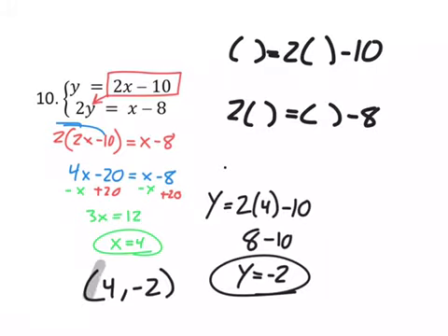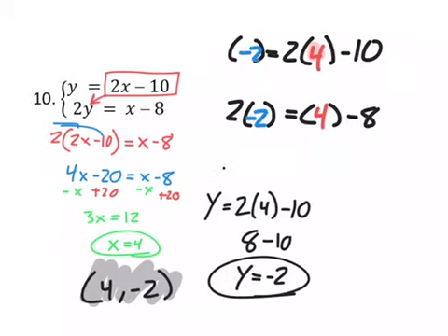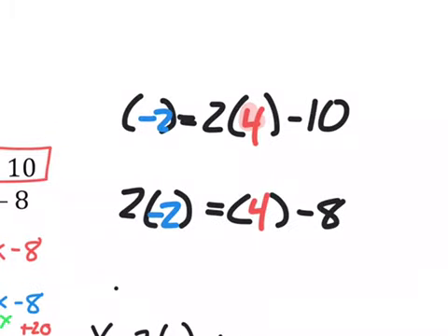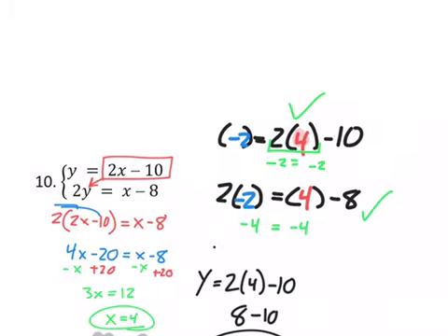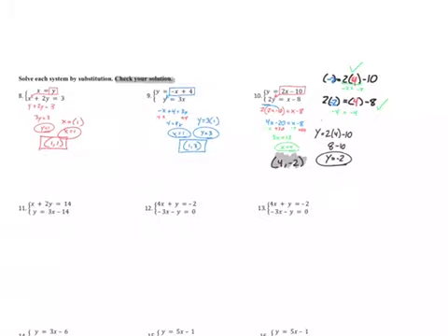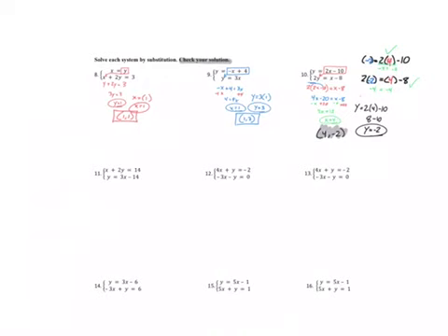So I'm going to check this coordinate point. If I plug in 4 for my x's and -2 for my y, we should get true statements here. So this would be 8 minus 10 is -2. So -2 is equal to -2. This one checks out. This one, I'd get -4 is equal to 4 minus 8 is -4. This one checks out. That's what it means to check your answer. All right.